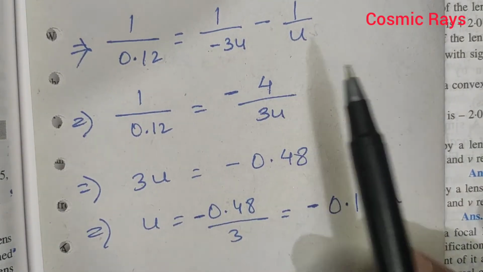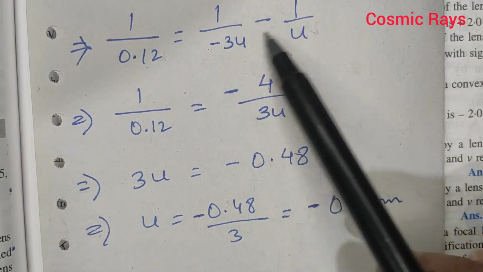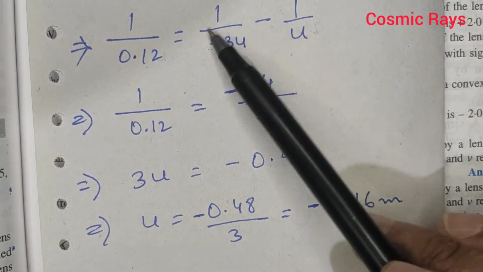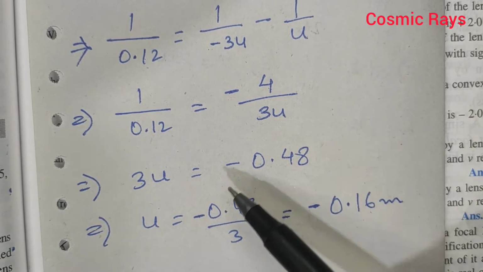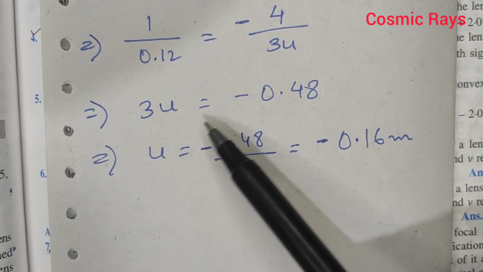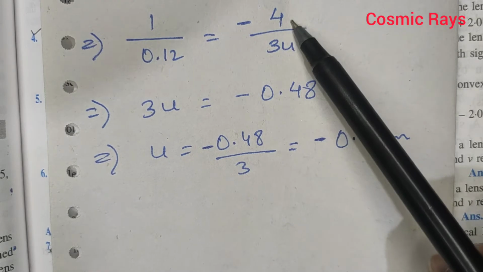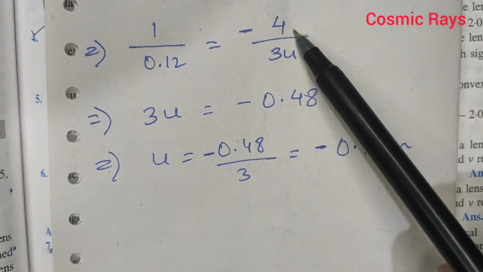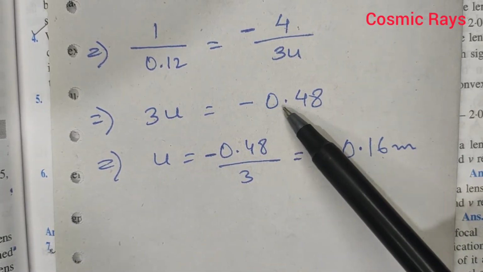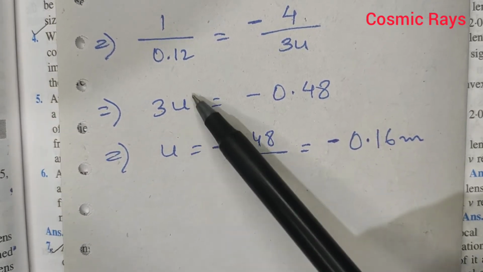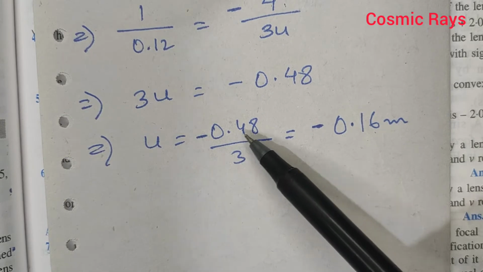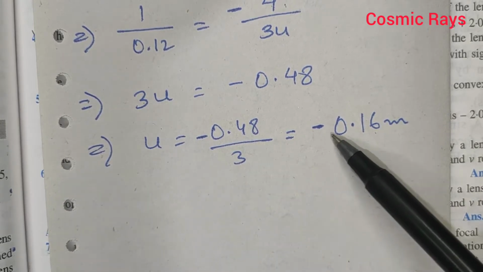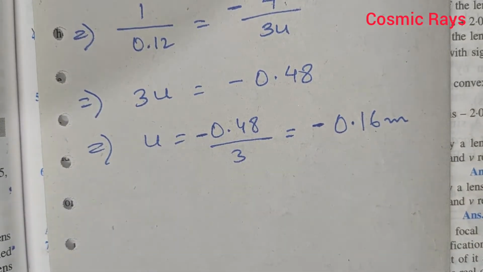So after we solve it, we simplify this portion, you take LCM and all those things. So you will get minus 4 upon 3U. So 3U is equal to 0.12 multiplied by 4, that is minus 0.48. So for finding the value of U, we just divide 0.48 by 3, that is minus 0.16 meter.